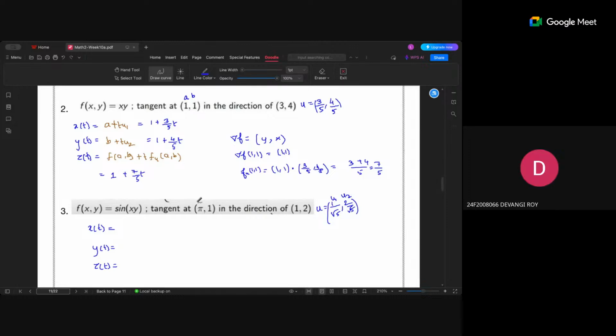Sorry, ma'am, can you please explain how we are calculating the u? We calculate the norm of the vector and divide the vector by its norm. Suppose this is v, then u is v by norm v, that's all. So what is norm v? Square root of 1 square plus 2 square, which is square root of 5. Here, if this is your v, norm v is square root of 3 square plus 4 square, so 5. Got it?